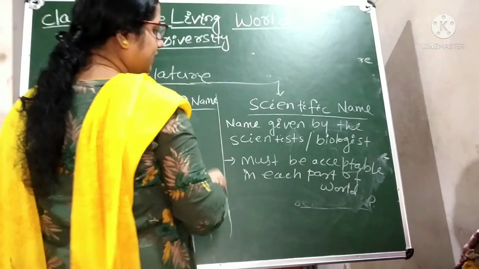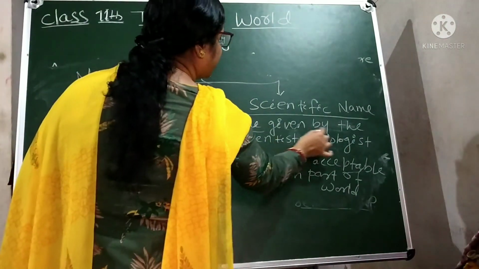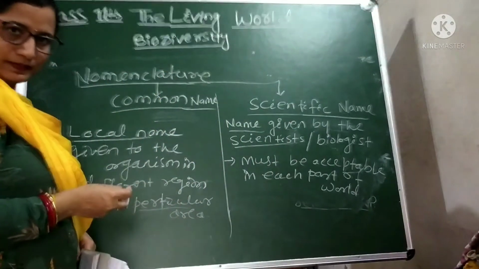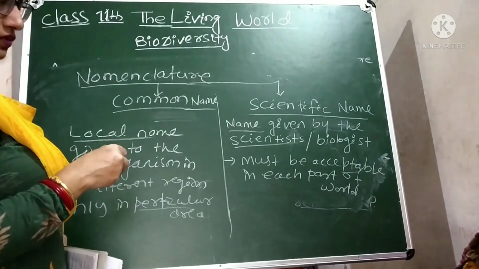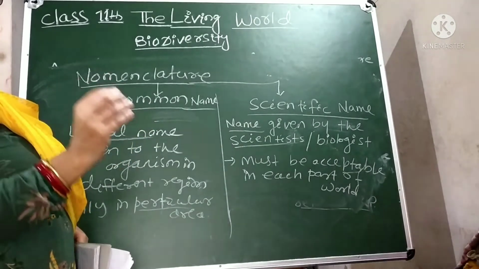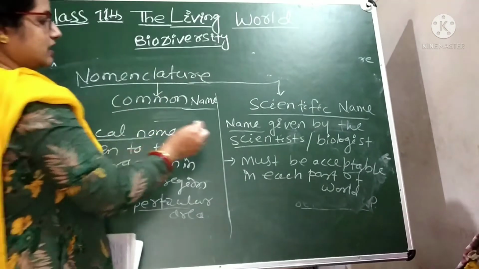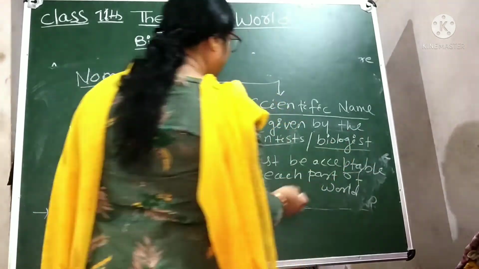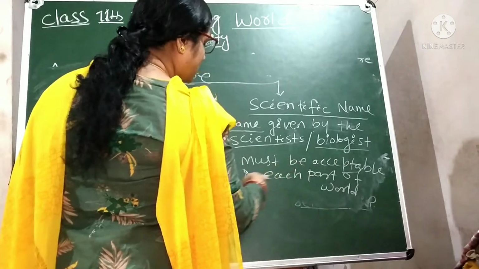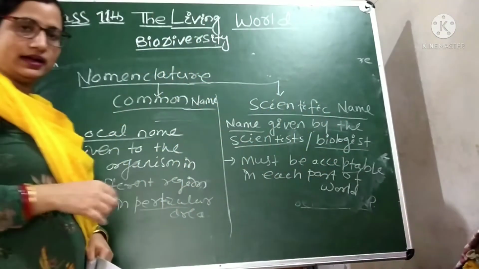What is scientific name? The name given by the scientist or the biologist to the organism. It is given by biologists, and that must be acceptable in each part of the world.